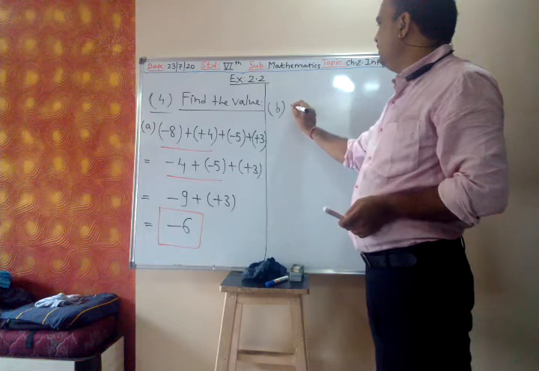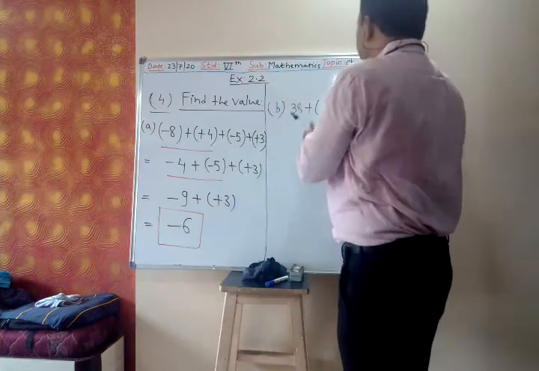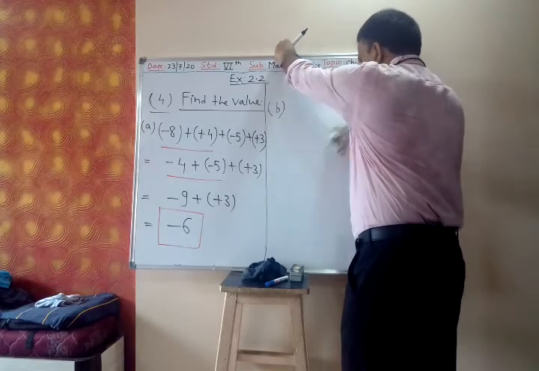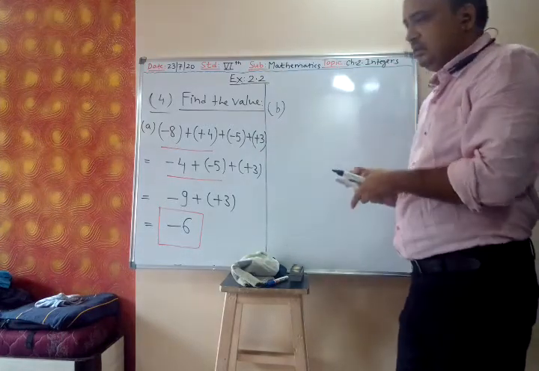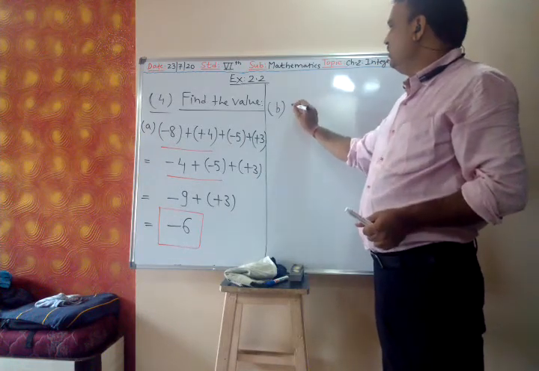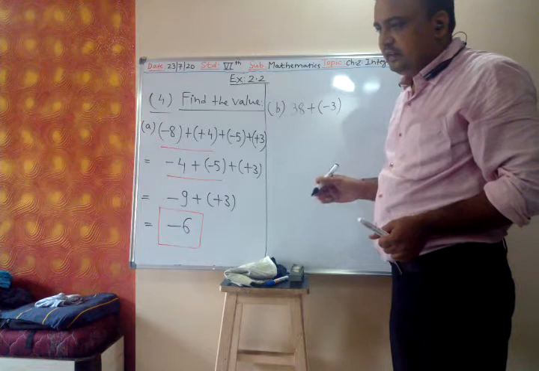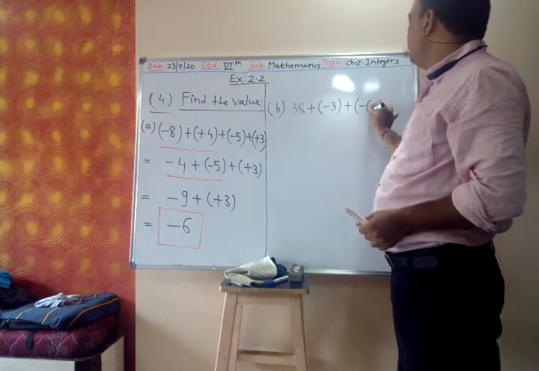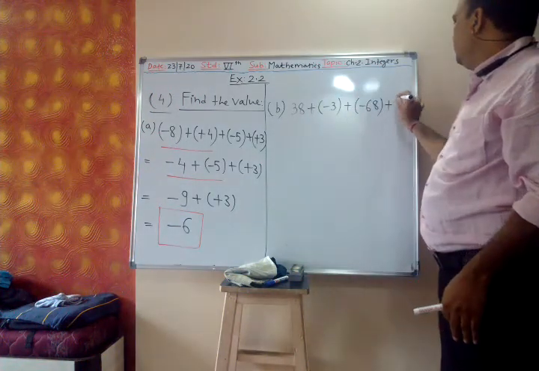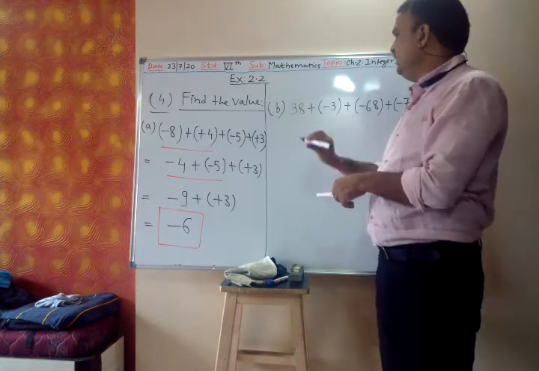38 plus minus 3 plus minus 68 plus minus 7. Now let us solve them. 38.